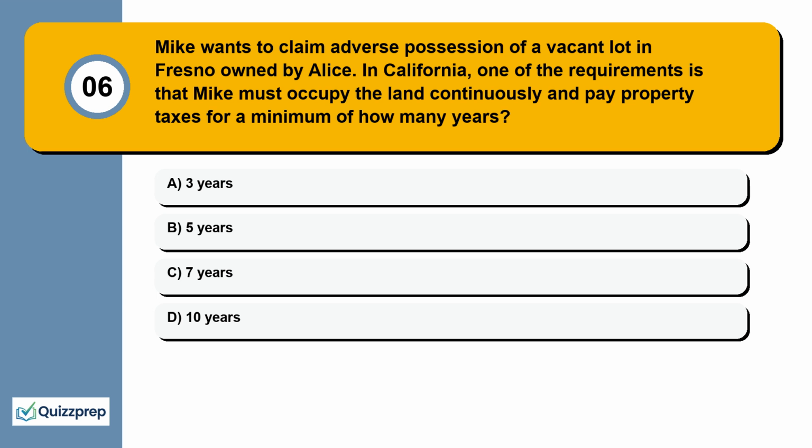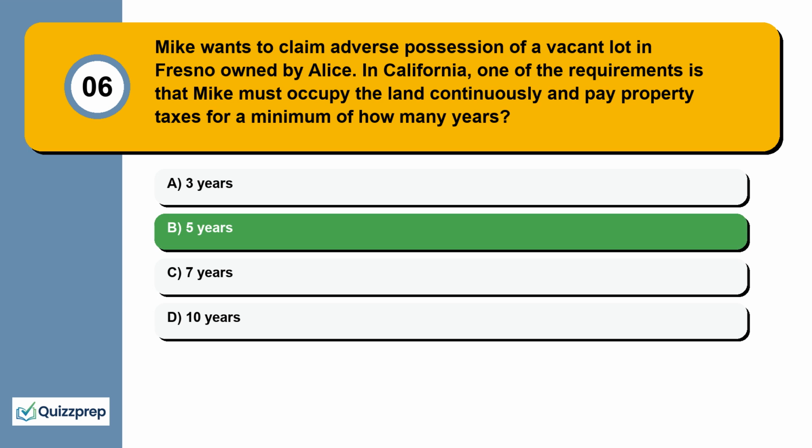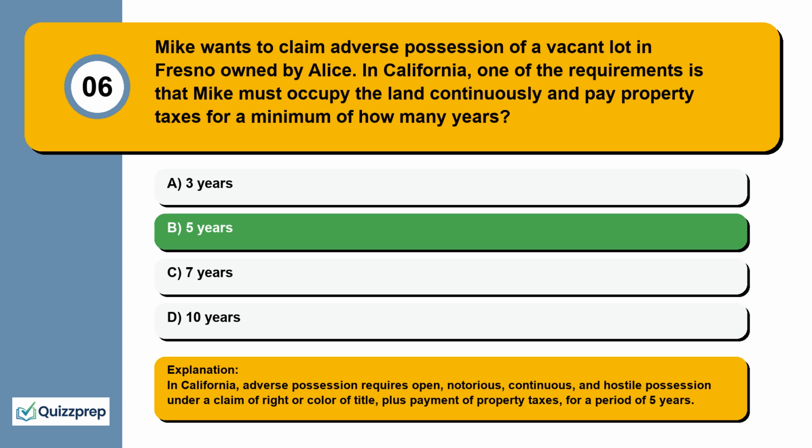Question 6. Mike wants to claim adverse possession of a vacant lot in Fresno owned by Alice. In California, one of the requirements is that Mike must occupy the land continuously and pay property taxes for a minimum of how many years? 3 years, 5 years, 7 years, 10 years. In California, adverse possession requires open, notorious, continuous, and hostile possession under a claim of right or color of title, plus payment of property taxes, for a period of 5 years.